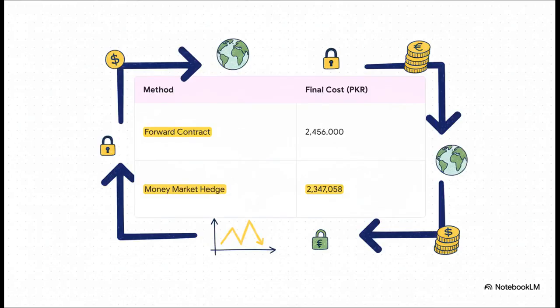So, what's the verdict? When we put them head to head, look at that. The money market hedge is over 100,000 rupees cheaper. Now sure, it took a few more steps to set up, but in this case, the savings are pretty substantial. You can't just ignore that.